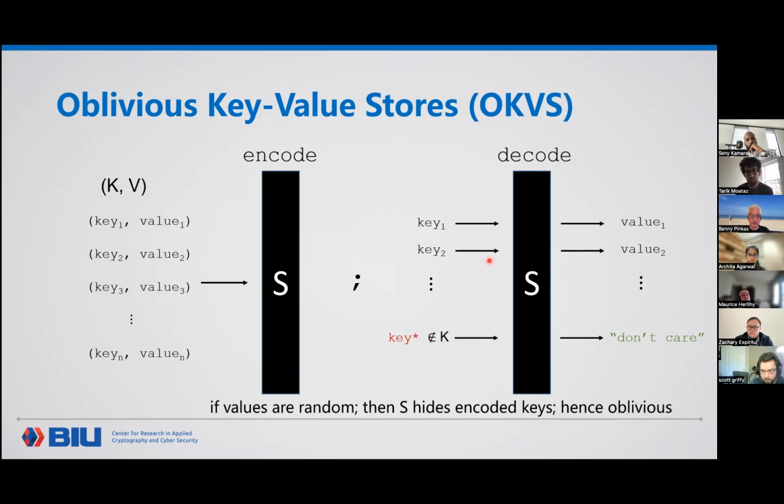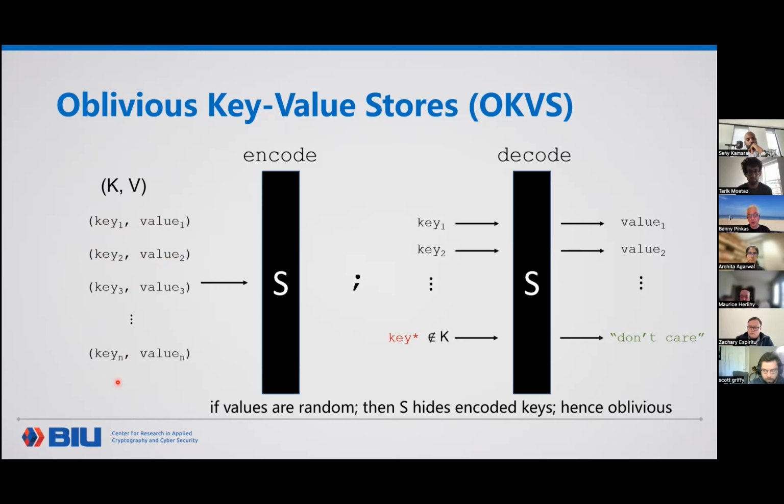So one example for such a data structure is a polynomial. Suppose I interpolate a polynomial that goes through these keys, so P of key 1 is going to be value 1, P of key 2 is going to be value 2, etc. Then I'm going to send you this polynomial, just the coefficients.